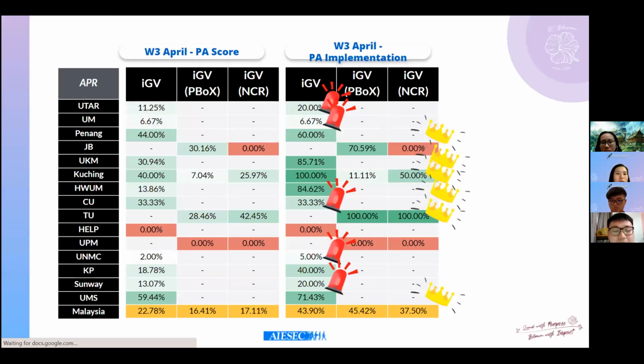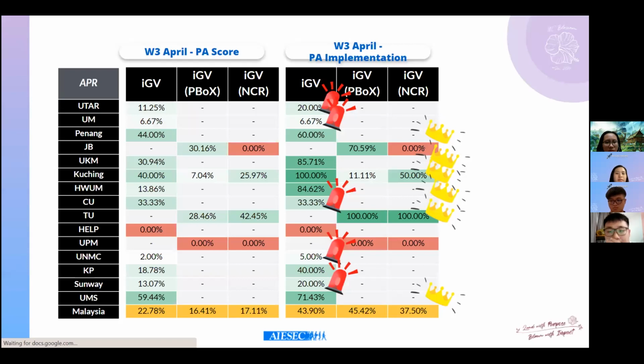So you can see, right, the entire PA score and even the entire PA implementation. Let's focus more on the PA implementation. What do I mean by PA implementation? It means whether your people have updated the PA scoring, the PA setting, have updated the progress, have updated the actual versus the goal. So this is what we call PA implementation.